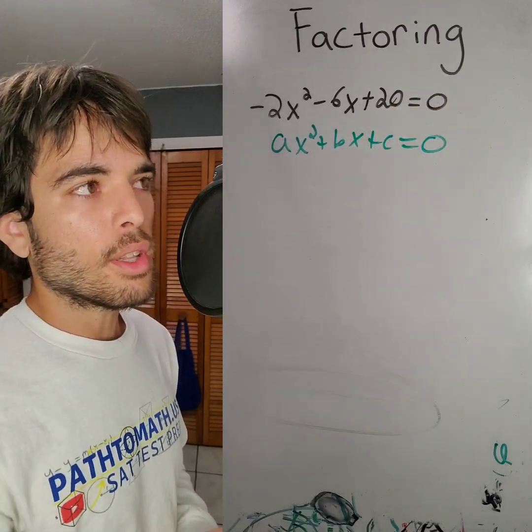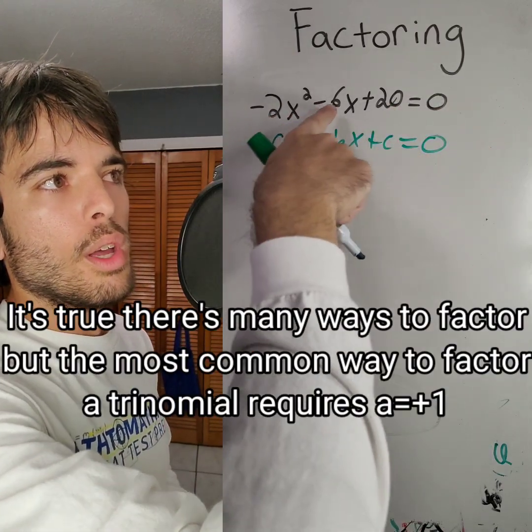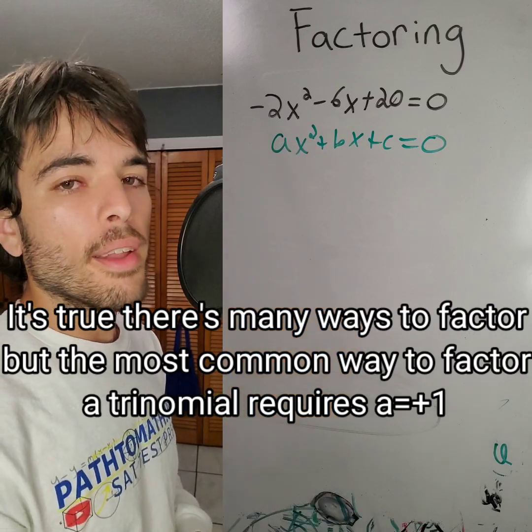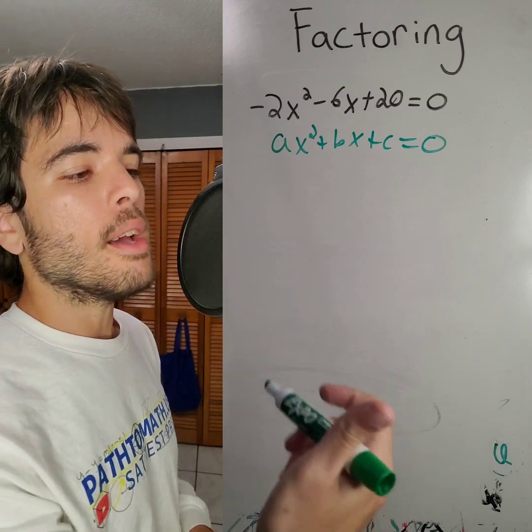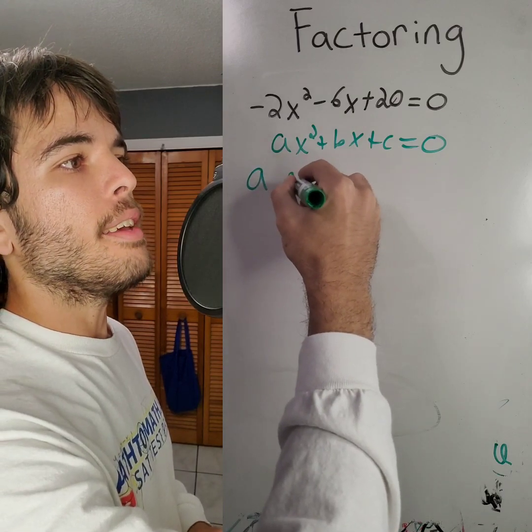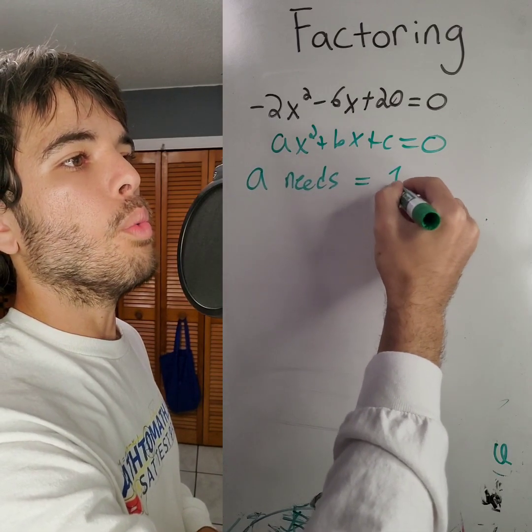Now we have the 0, and a lot of students would say a equals -2, b equals -6, and so forth. But when factoring, you're going to need the a value to be a positive 1. A needs to equal 1.